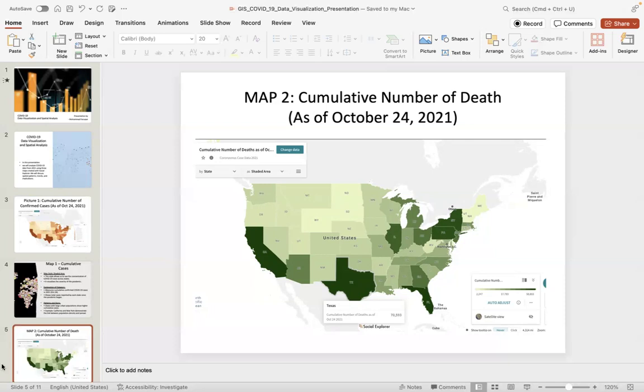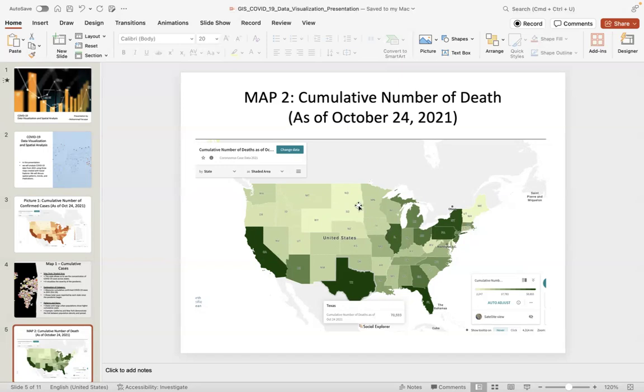Here the map also shows the populated areas, like New York, Pennsylvania, Florida, Texas, and California, have the highest cumulative number of deaths as of October 24, 2021. From the map, when I took that picture, I saw that Texas has 70,593 people who passed away by October 24, 2021. The number is massive, and it is also very high in New York, Pennsylvania, Florida, Georgia, and other states.